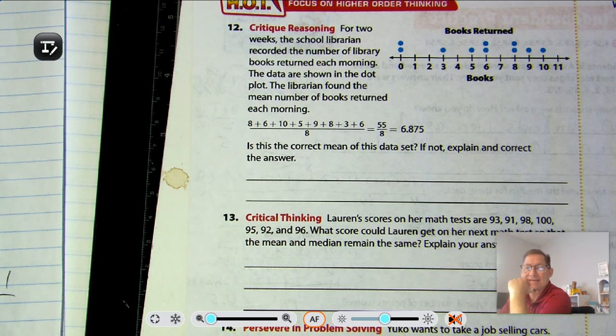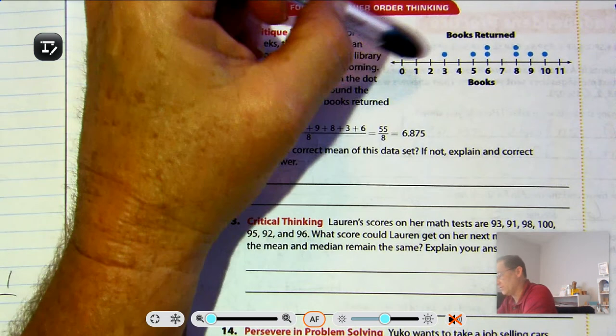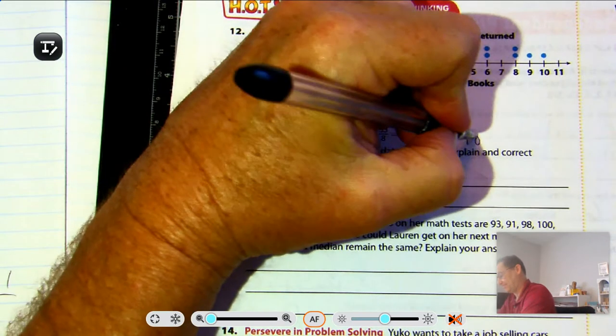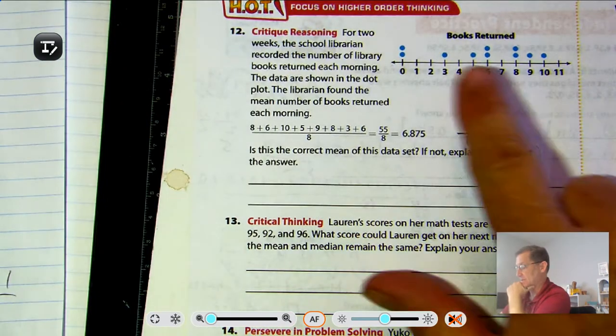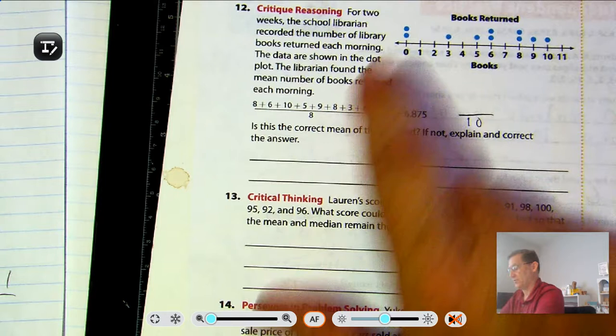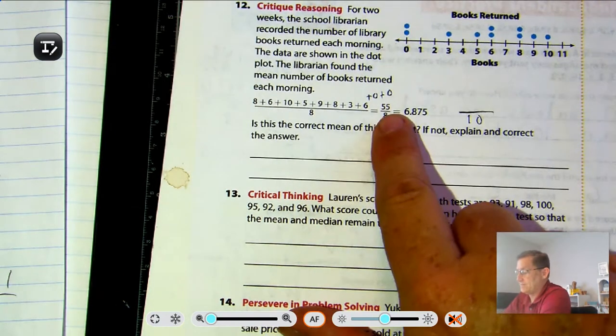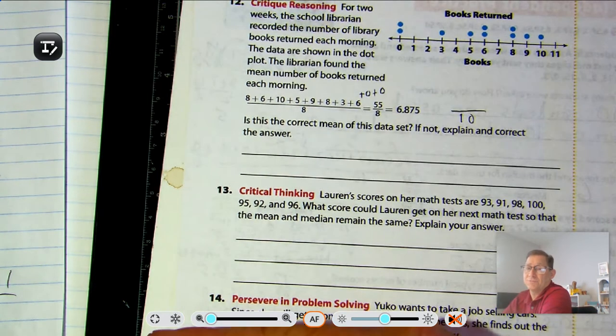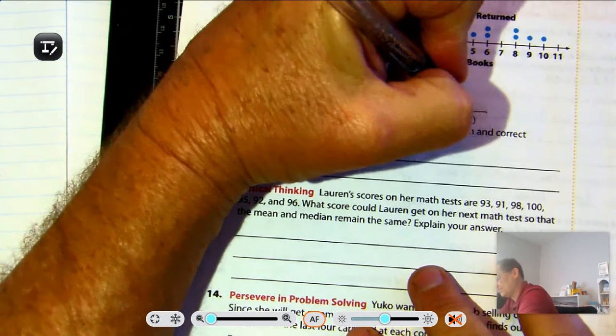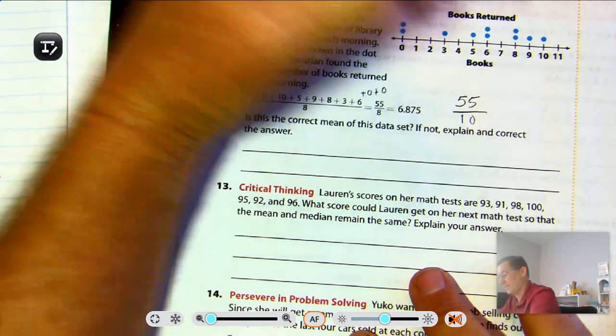and dividing by 8. 1, 2, 3, 4, 5, 6, 7, 8, 9. No, she should be dividing by 10. There's 10 dots here. She didn't add the 2 zeros. So while the zeros don't change the sum, they are part of the data set. So we have to divide by 10, not 8.